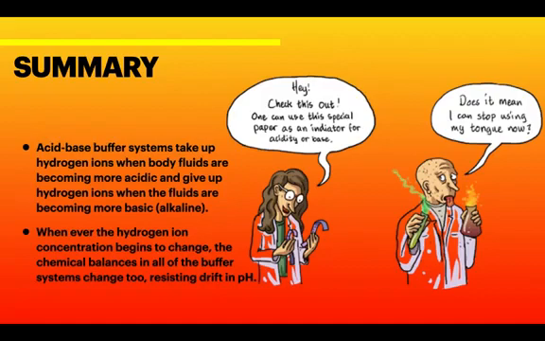Summary: acid-base buffer systems take up hydrogen ions when body fluids are becoming more acidic and give up hydrogen ions when the fluids are becoming more basic. Whenever the hydrogen ion concentration begins to change, the chemical balances in all of the buffer systems change to resist the driven pH change.